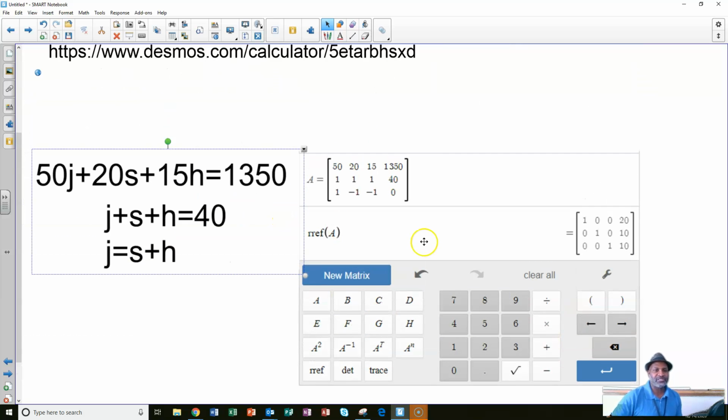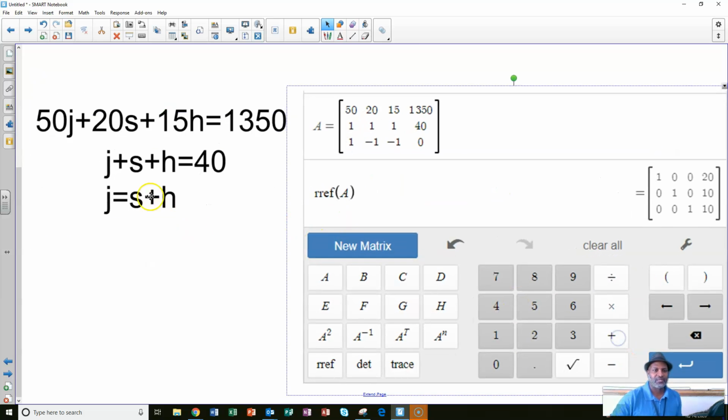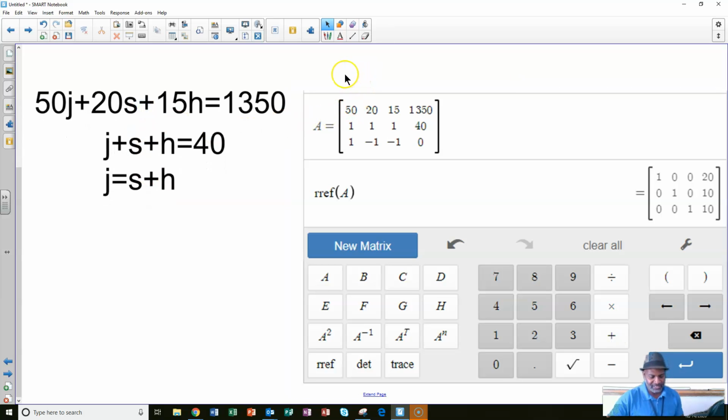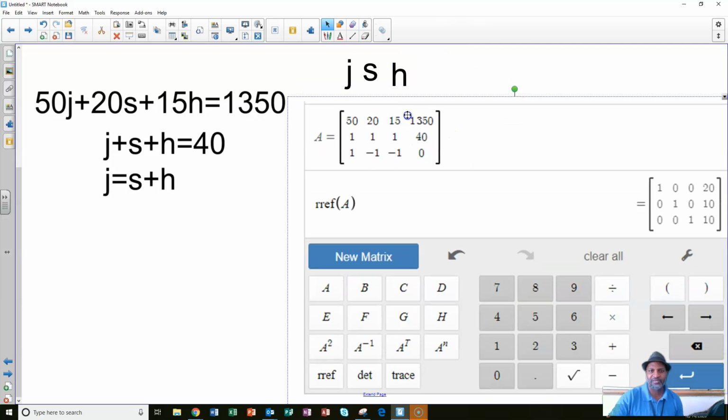Okay. So notice how we wrote the matrix. I got a J column. You can't see that. I had an S column. And I have an H column. So that's how I set up my matrix. 50, 20, 15, and 1350. That's my constant value column. Some people put a little dash line here to show that this is what's called an augmented matrix.